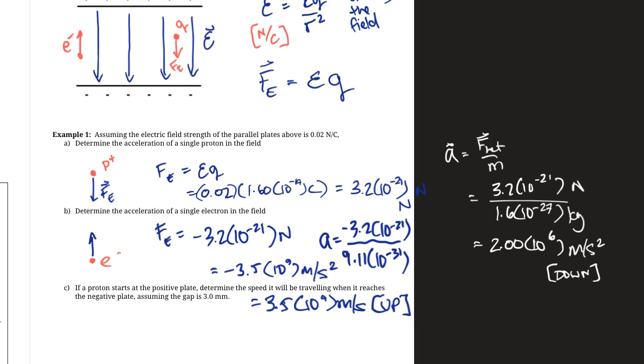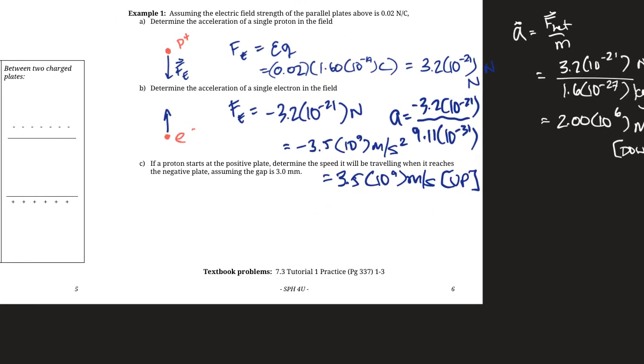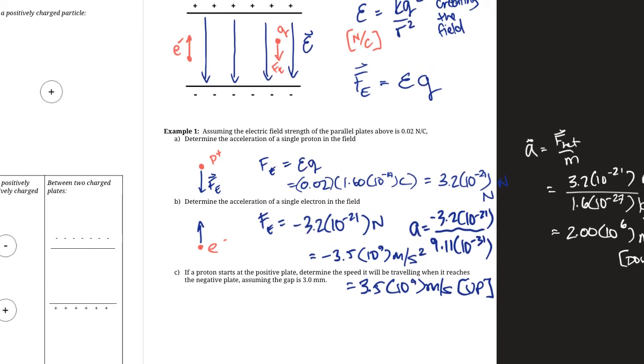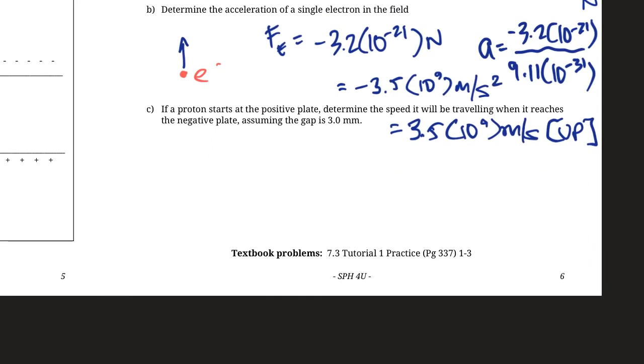There we go. And lastly, if a proton starts at the positive plate, determine the speed it will be traveling when it reaches the negative plate. So if the proton is starting up here and it reaches down here, how fast will it be going if it starts at rest up here? Even though these particles are really small, they're still going to generally obey Newton's laws, right, and our kinematic equations. So we can look at this as sort of our starting point right up here.